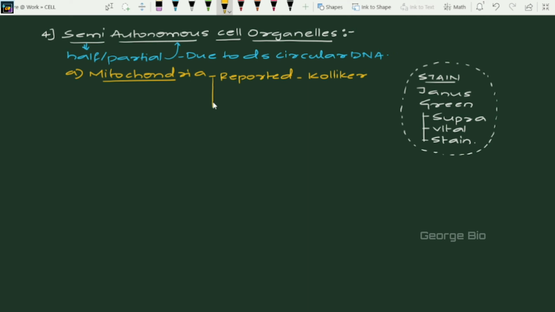Okay. Now this mitochondria was first reported by Kolliker. But the term was given by Benda. Before taking the term mitochondria, this was earlier called bioplast. So mitochondria were called bioplast by Altman. And the term mitochondria was given by Benda.